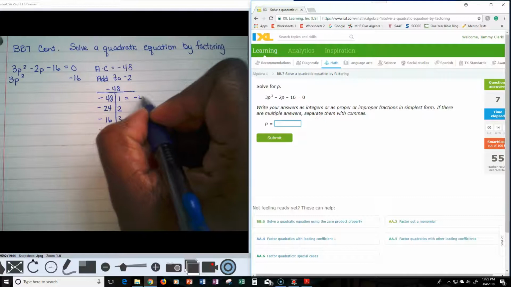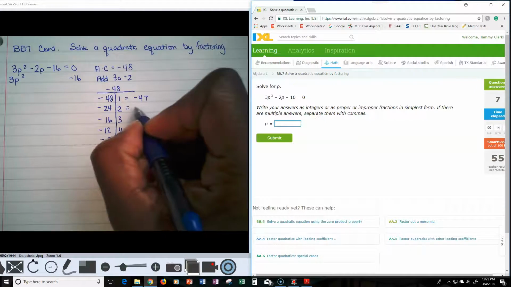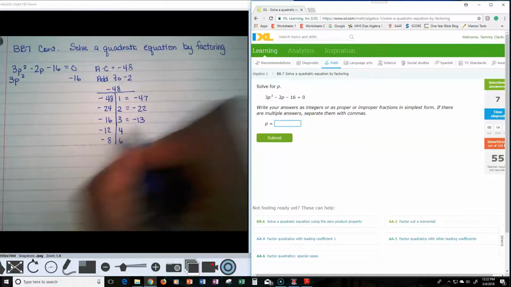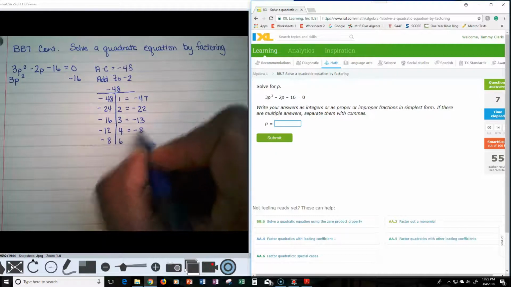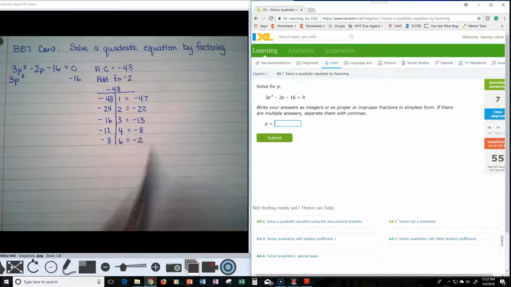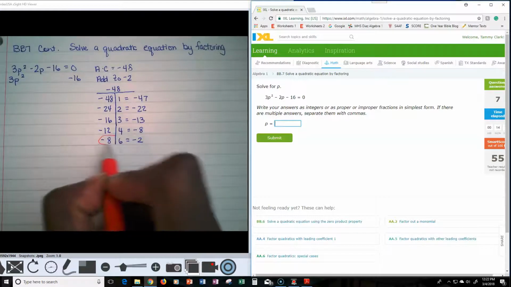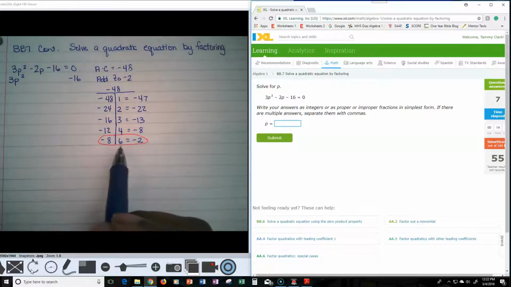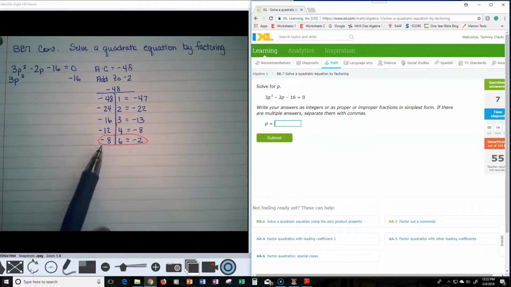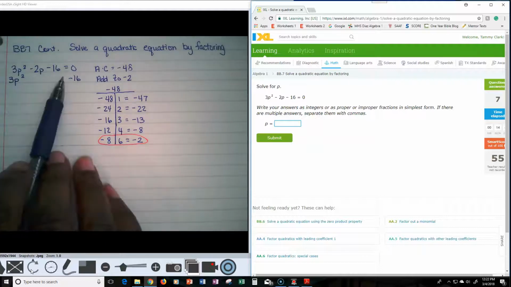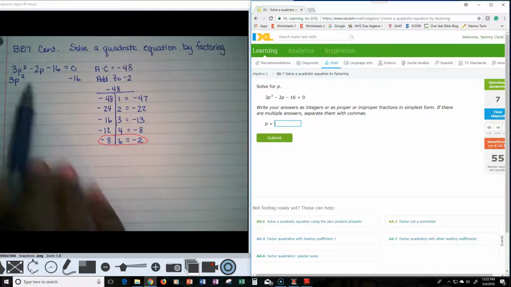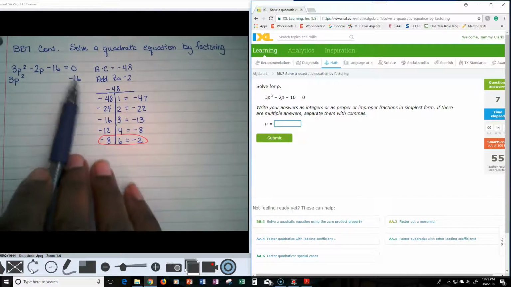Let's just add them up. This is negative 47. Negative 24 plus 2 is negative 22. Negative 16 plus 3 is negative 13. Negative 12 plus 4 is negative 8. Negative 8 plus 6 is negative 2. Found it. Took us a minute, but we found it. So we simply put inside our factors. Now I'm going to caution you right here. To make it easy for yourself, see what the factors have in common with what you have already written. I know that 3 is a factor of 6, so I'm going to put the 6 here. And I know that 8 is a factor of 16, so I'm going to put the 8 with this one.